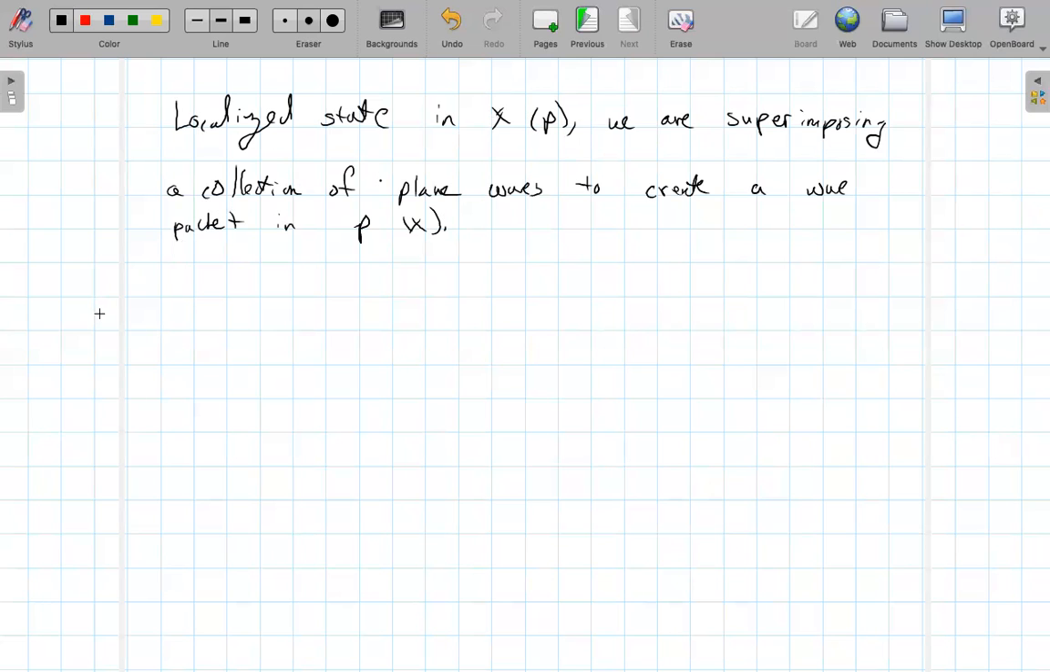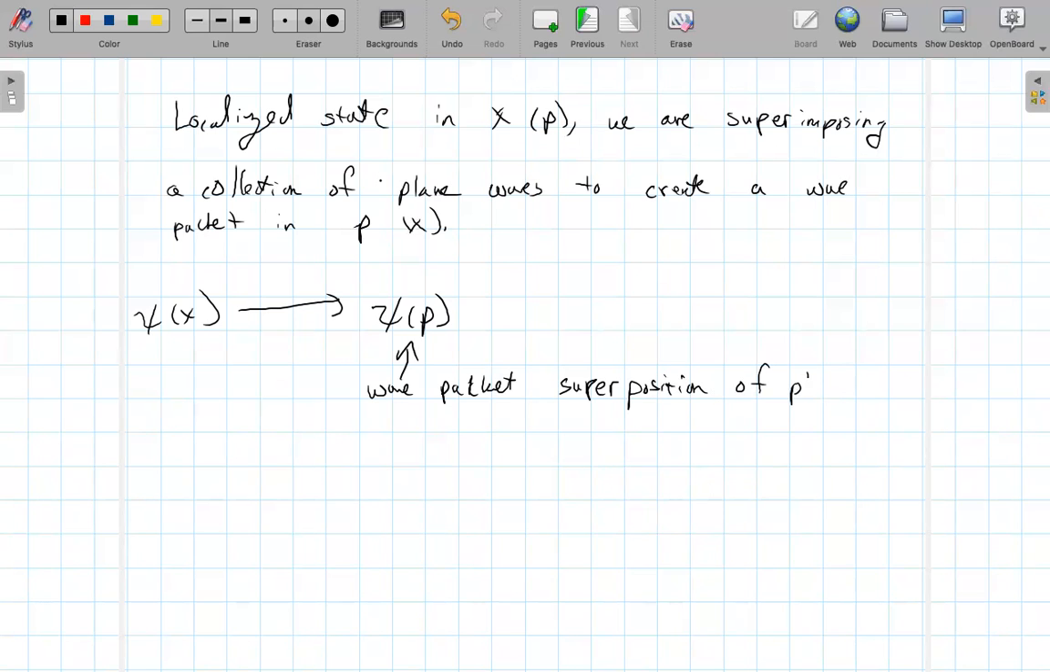Again, we're simply saying that if we start off with the wave function in position space, to then go into momentum space, we're now creating a wave packet here as opposed to just a single state. So this is a wave packet with a superposition over momentum bases. So a superposition, again, of plane waves.